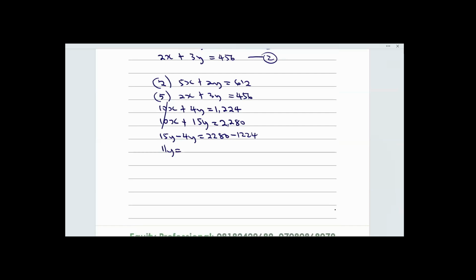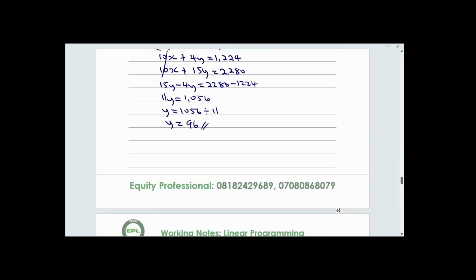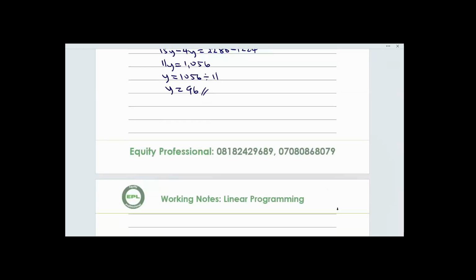1056. Therefore, y equal to 1056 divided by 11. Y is equal to what? 96. 96 naira. Okay. Then we substitute 96 for y in equation 1.